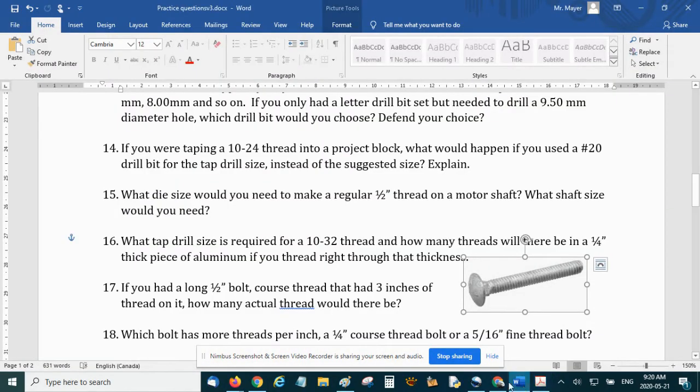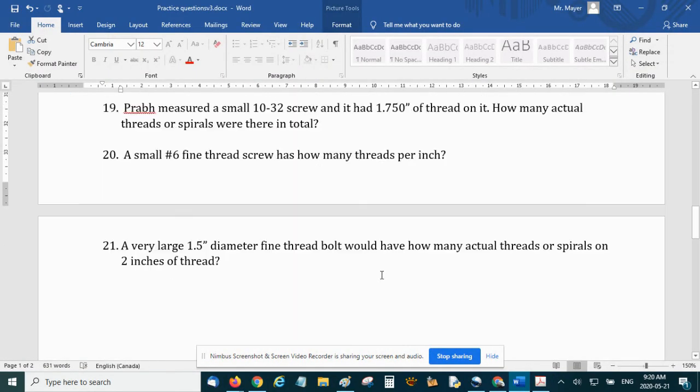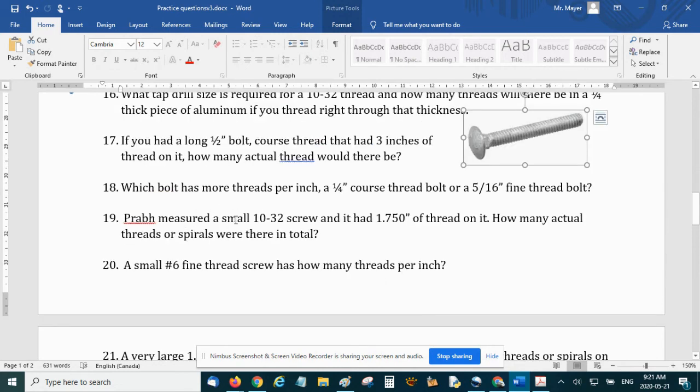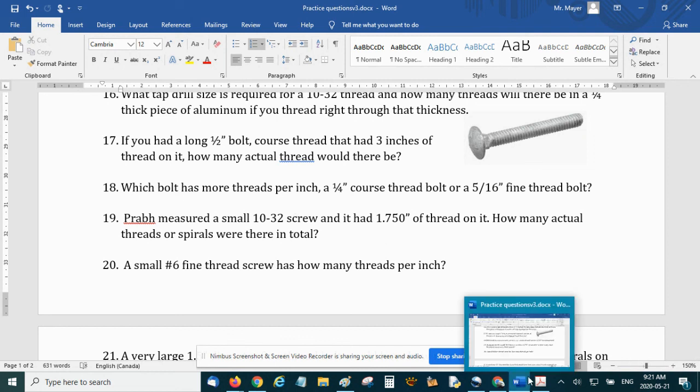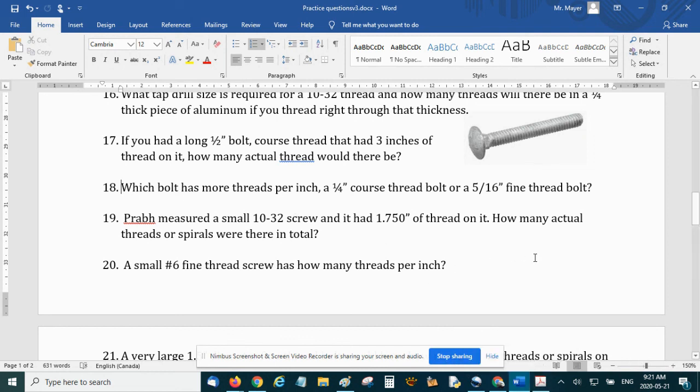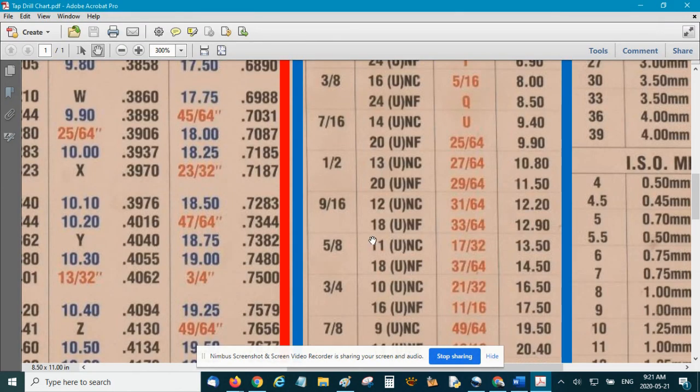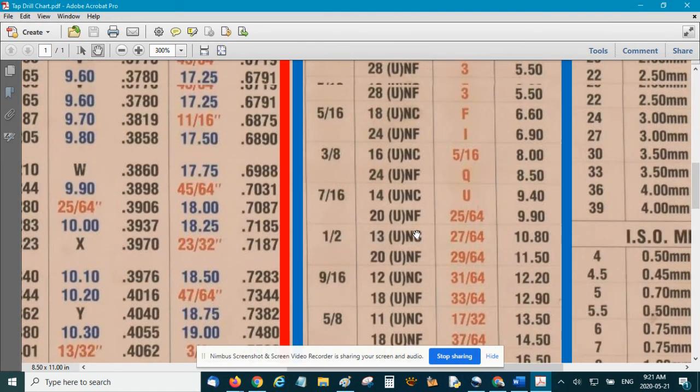I've put some extra questions on the bottom of this. I'm going to repost this to the classroom. So there's some more homework practice for you to use the chart and demonstrate that you've got an understanding or a learning of what that thread system is. It's really just some crazy imperial measurement system that they've figured out.